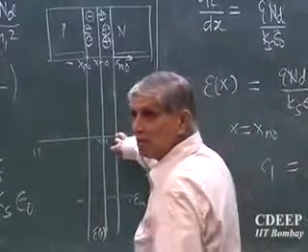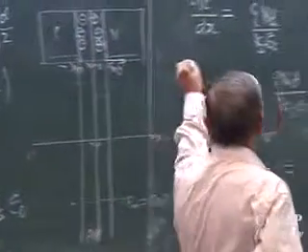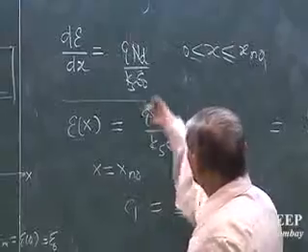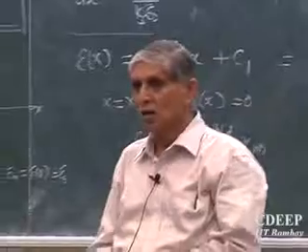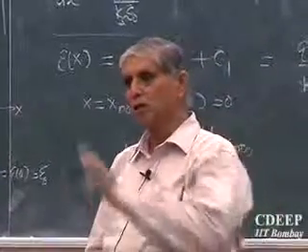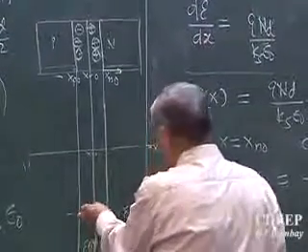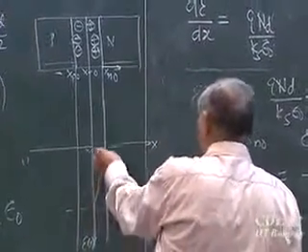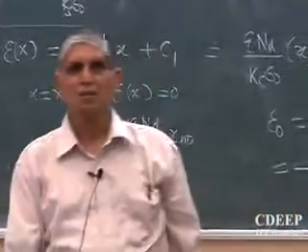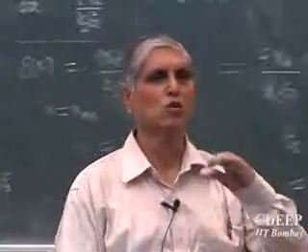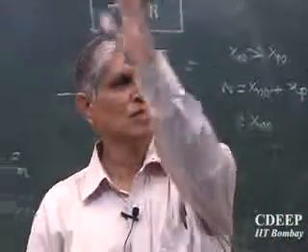At this point and beyond, the electric field is 0. But if you see this expression, dE/dx is qN_D by Ks epsilon 0, what is the slope it is showing you? It's a constant slope going upward, positive. This value is 0, this value is E0. So what is the field profile? The field should rise from minus E0 towards 0 with the slope of qN_D by Ks epsilon 0. It should go up.